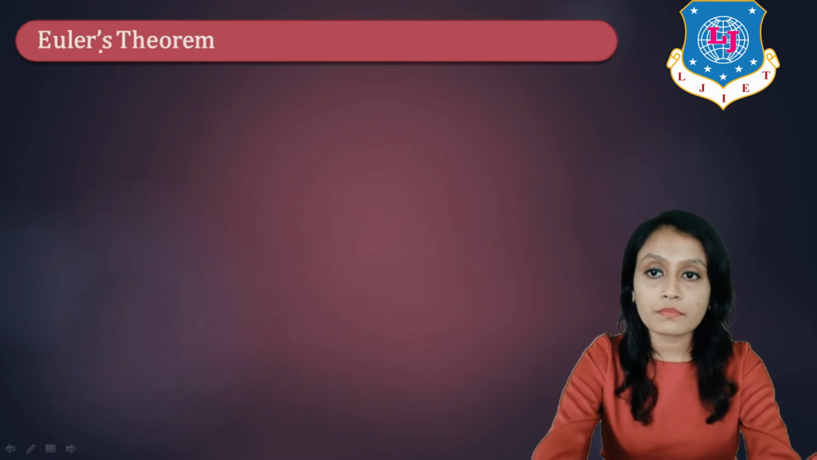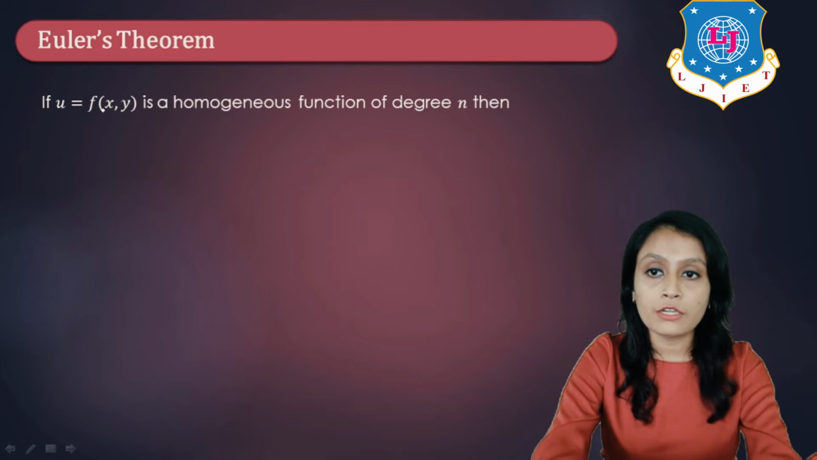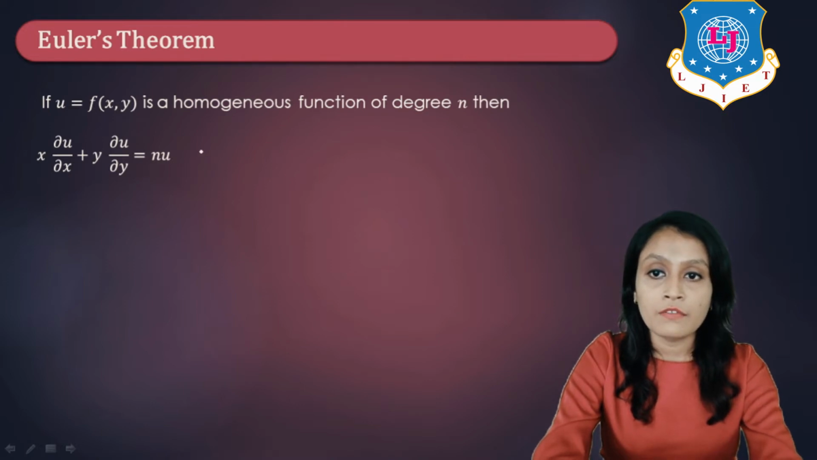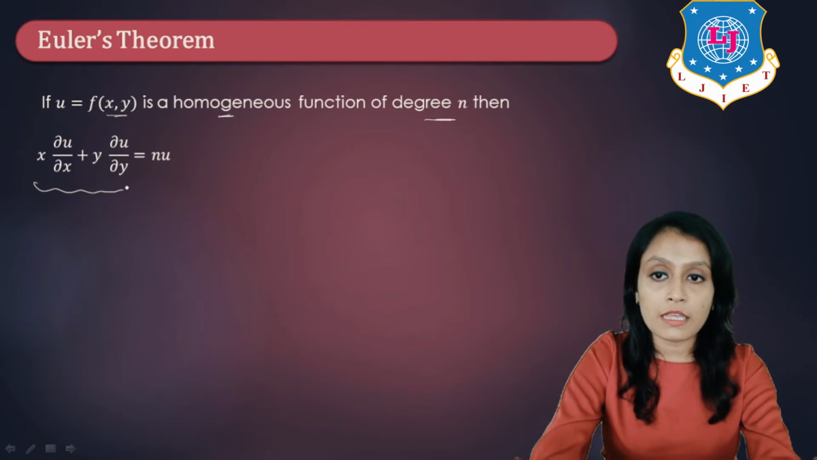Now let's study Euler's theorem. If u = f(x, y) is a homogeneous function of degree n, then x ∂u/∂x + y ∂u/∂y = nu. So if it is given that the function f(x, y) is a homogeneous function of degree n, and we want to find this term, that is x ∂u/∂x + y ∂u/∂y, there is no need to find the derivative and no need to simplify, we can directly apply this formula, that is nu.